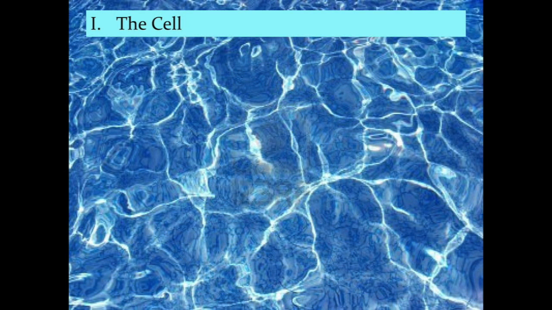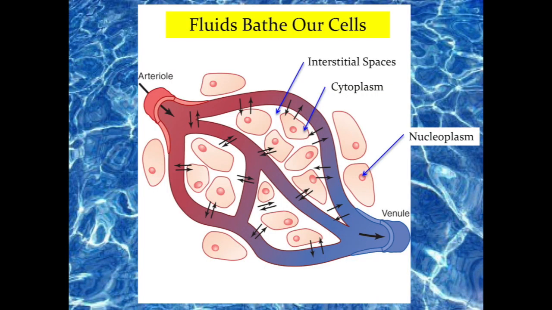Let's begin by talking about the cell. This picture is a really good one to memorize. This is an important picture, and we have our students learn this. We see that there's an arteriole that branches into capillaries, and then a venule where that blood is collected from having contacted every cell in the body.